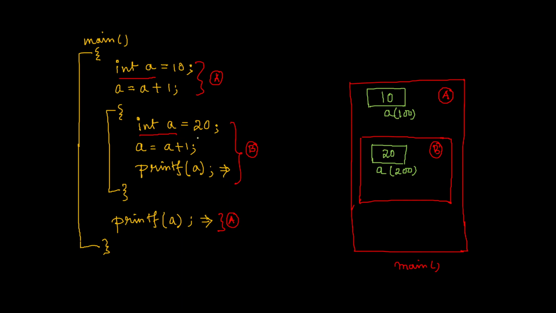Until this line executes, the line realizes that this A is the A that I have over here, because it is a part of that A. So when it's declared as 10 and incremented by 1, it becomes 11. Then it will come here, a new scope will be created, and within that scope a new variable will be declared with a different address, obviously, but the same name, whose value is 20.